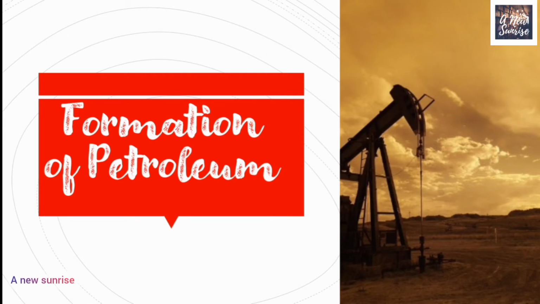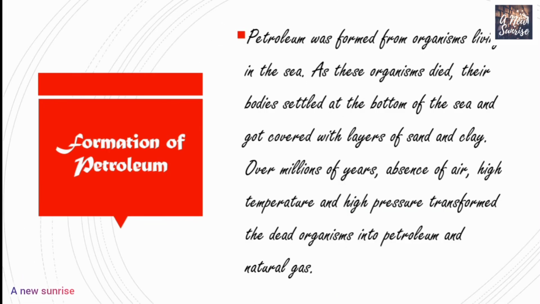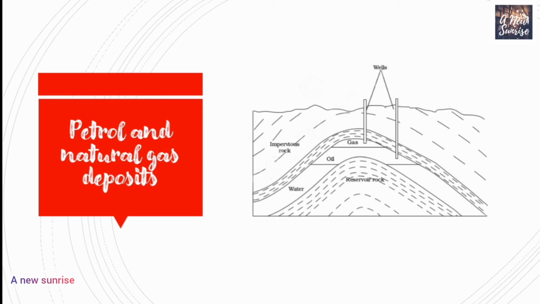Next, we would learn about formation of petroleum. Petroleum was formed from organisms living in the sea. As these organisms died, their bodies settled at the bottom of the sea and got covered with layers of sand and clay. Over millions of years, absence of air, high temperature, and high pressure transformed these aquatic dead organisms into petroleum and natural gas. Now, an image has been shown to you about petrol and natural gas deposits.